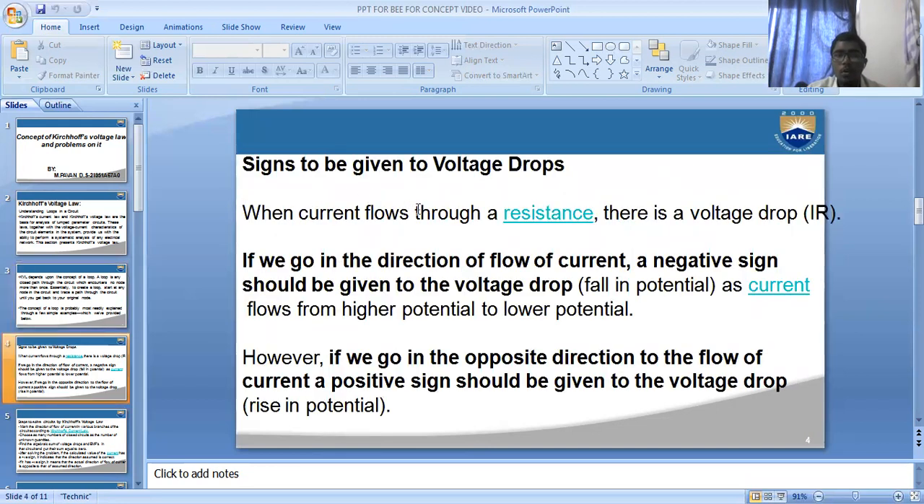Signs to be given to voltage drops: when we are considering a loop, we need to specify the signs. Otherwise, we will be in trouble. So when current flows through a resistance, there is a voltage drop IR. If we go in the direction of flow of current, a negative sign should be given to the voltage drop, a fall in potential, as current flows from higher potential to lower potential.